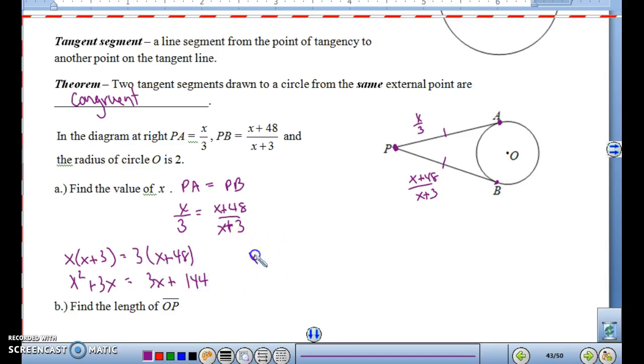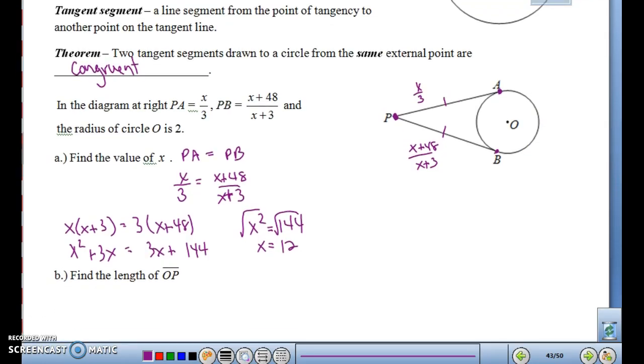Subtract the 3x, we get x squared is equal to 144. So if we take the square root of both sides, that means that x is going to equal 12. So now that we know that x equals 12, we can know that the length of PA would be 4. And if we did this correctly, 12 plus 48 is 60, divided by 12 plus 3 is 15, 60 divided by 15 is also 4. They are equal in length.